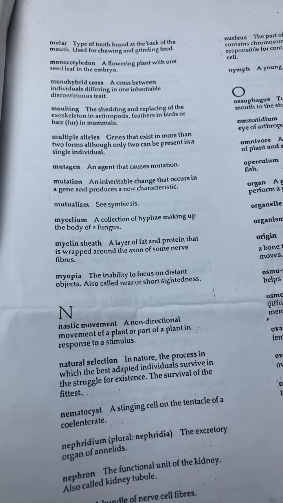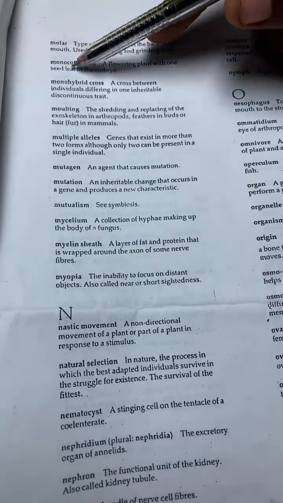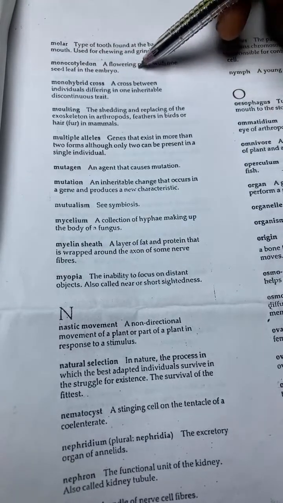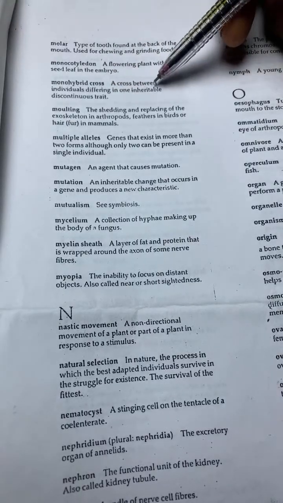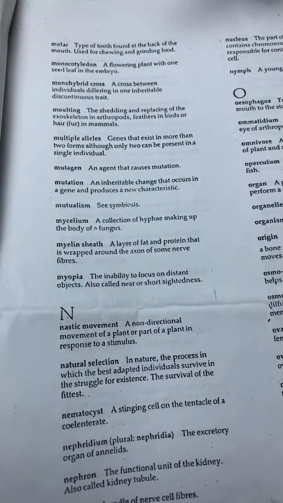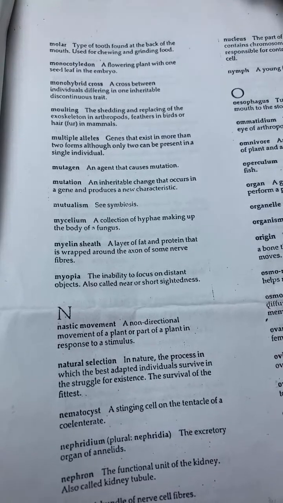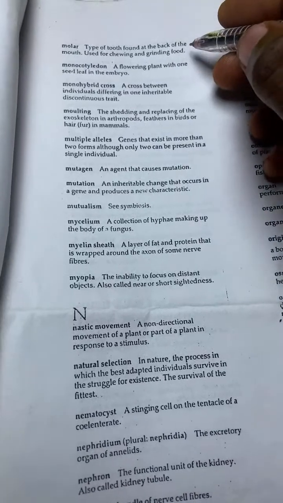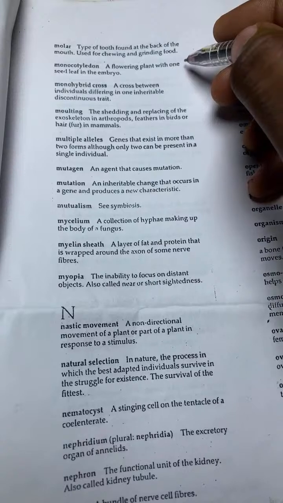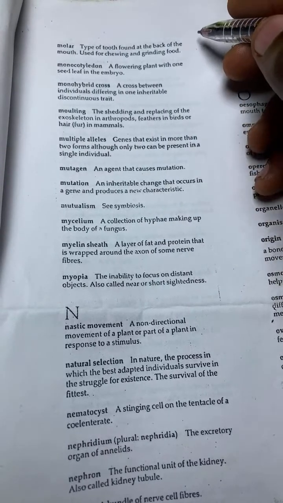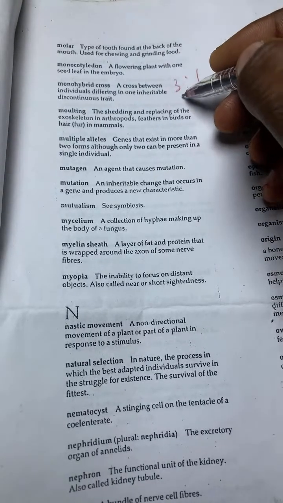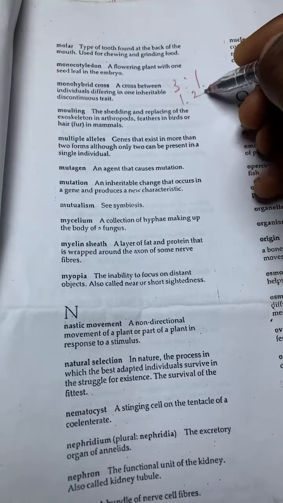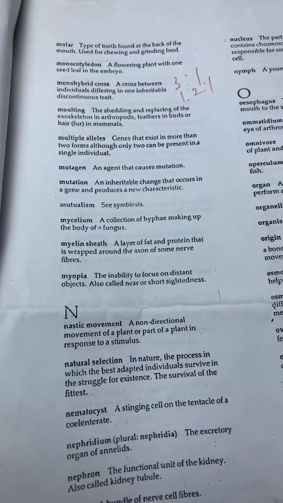Now move on to monocotyledons. Monocotyledons are flowering plants with one seed leaf in the embryo. Monohybrid cross, a cross between individuals different in one inheritable discontinuous trait. The phenotypic ratio of a monohybrid cross is usually 3:1. Genotypic is 1:2:1 in monohybrid crosses.